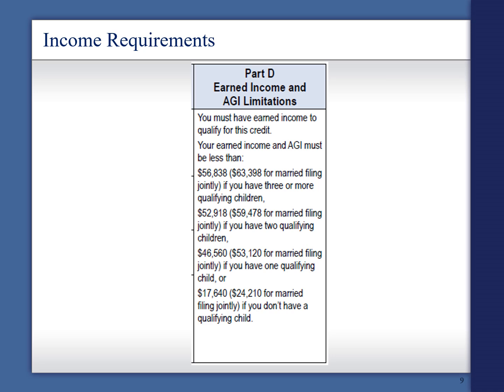However, you cannot have too much income. The table shown on the slide shows the AGI maximums for the year 2023 for the various filing statuses and number of qualifying children.